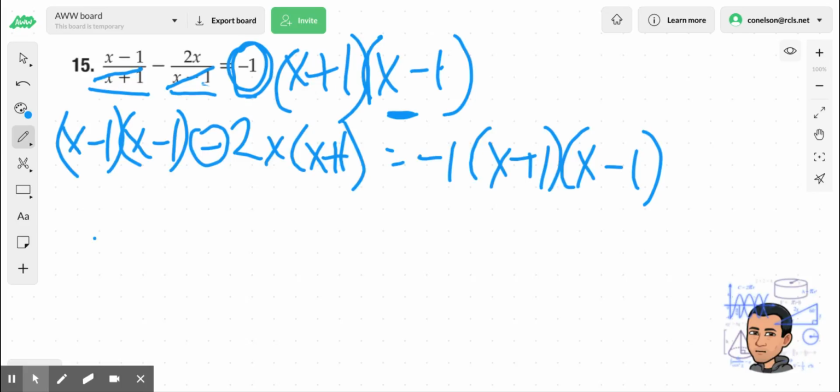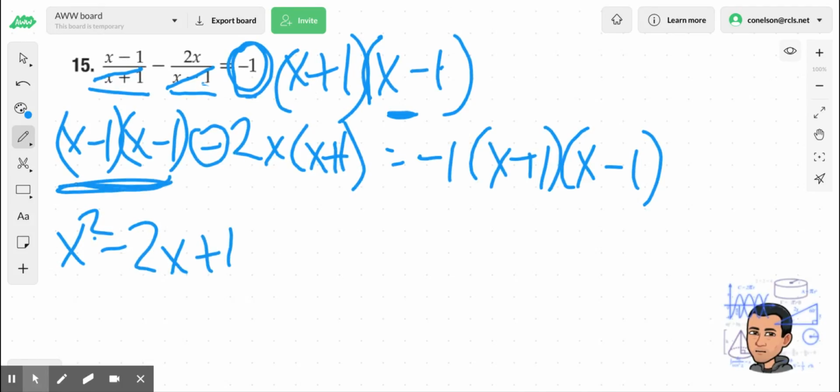All right, so right here, first part, x squared, and then minus x, that's minus 2x and plus 1. So that's all of this right here. So that's all of that right there.